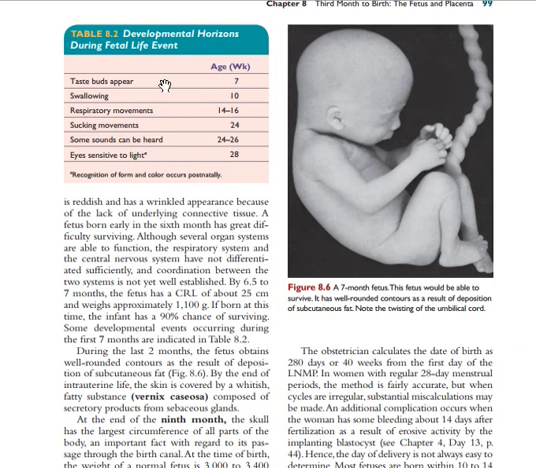Because the taste bud appears at 7 weeks of gestation, swallowing occurs at 10 weeks of gestation, and this swallowing regulation is very important in the production of amniotic fluid. You need to know that amniotic fluid is produced both by the maternal circulation through filtration and by the fetus through urination. Is it clear? The respiration movement starts at 14 to 16 weeks of gestation. Now the sucking movement starts at 24 weeks of gestation.